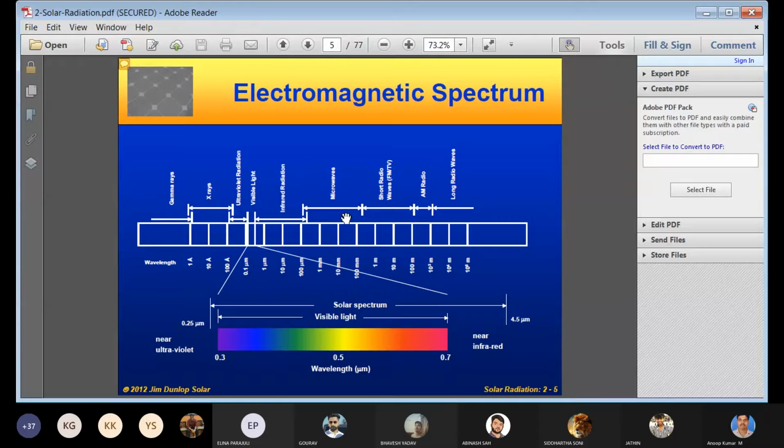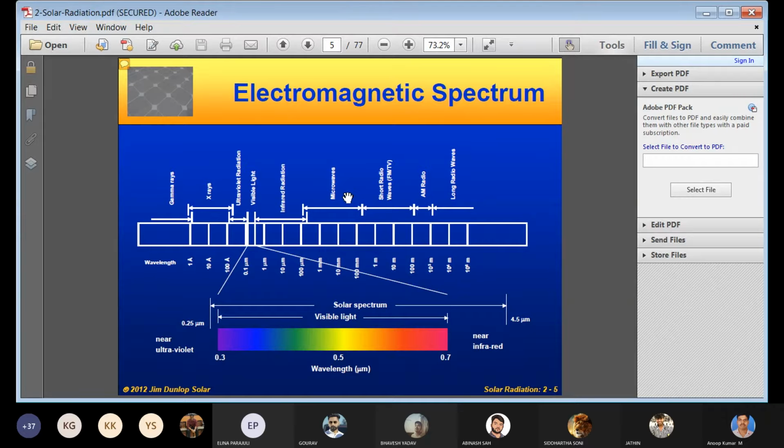Then microwaves are there. Then radio waves are there, FM, AM, all these things. Long radio waves are there. So this is the range of wavelength for each type of radiation. Okay, where does our mobile radiation come in this?